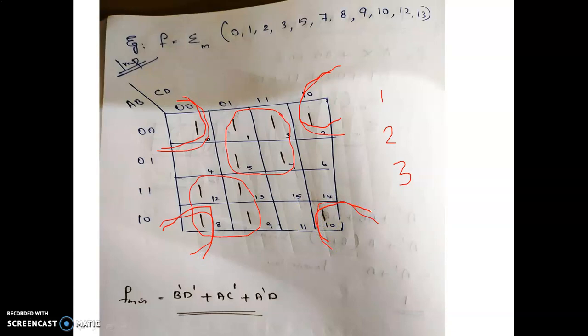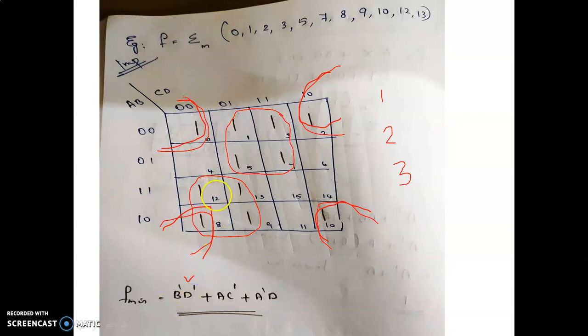So what is the representation for that quad? The value of A is changing. It is 0 to 1. A cannot be taken, but B remains the same. So B is 0, since it's B bar. What about C and D value? C changed to 1 here, so C cannot be taken. D is 0. So it is B bar, D bar. This is B bar, D bar.